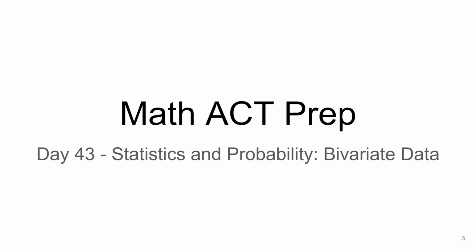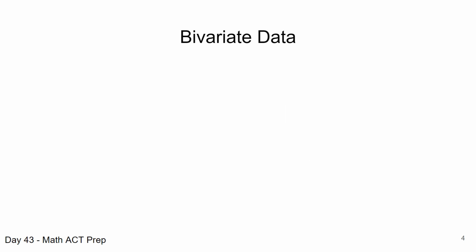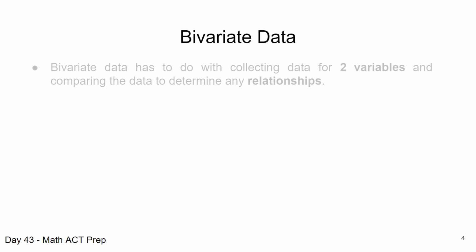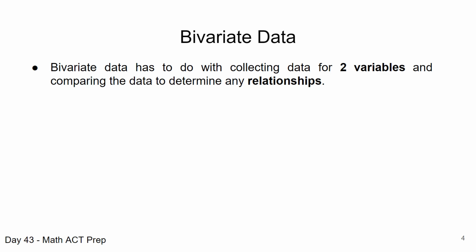In this video, we're going to talk about the statistics and probability topic of bivariate data. And let's take a look at what we may see on the ACT. When we're talking about bivariate data, we're looking at collecting data for two variables and then comparing that data to determine if there are any relationships there.